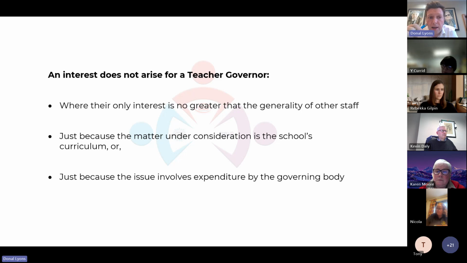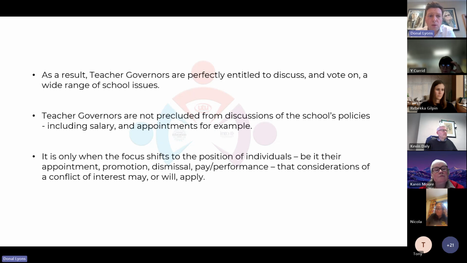If the matter under consideration has to do with the school curriculum, that is absolutely not a conflict of interest. That is one of the statutory functions of a Board of Governors, and as a member of the Board of Governors, you are obliged to be discussing that rather than running from it. And if the issue involves expenditure by the governing body, once again, this is part of the functions of the Board of Governors, so it is perfectly acceptable for you to stay and get into it. So as a result of public expenditure and curriculum and various other issues, you'll see there is still quite a broad range of work that a Board of Governors will discuss, that you as teacher governors are allowed to discuss.